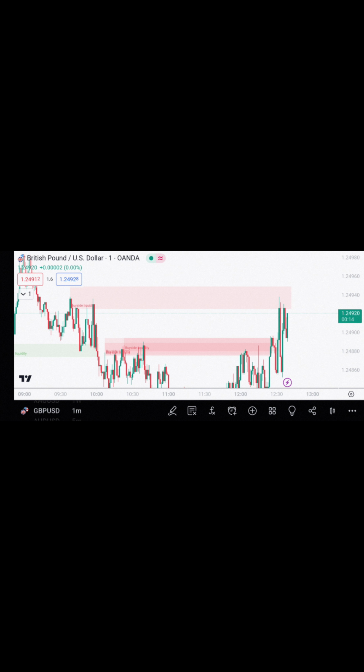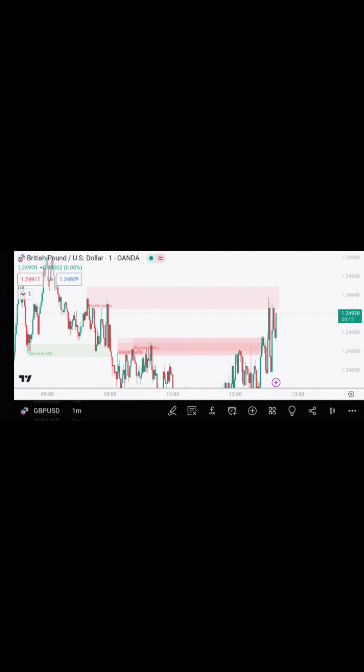So what do we have here? If you look at what I'm using right here, this is a custom indicator. Notice that we have this zone right here, and from this zone, notice what price is doing right now. Let me explain how this strategy works.